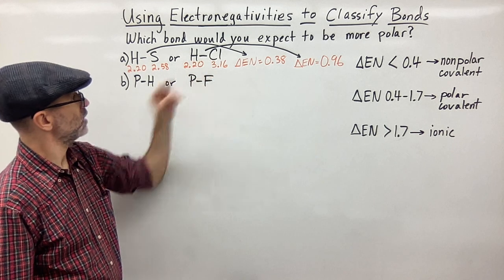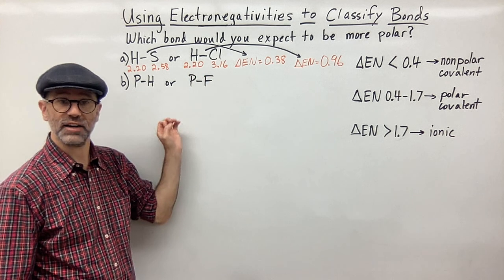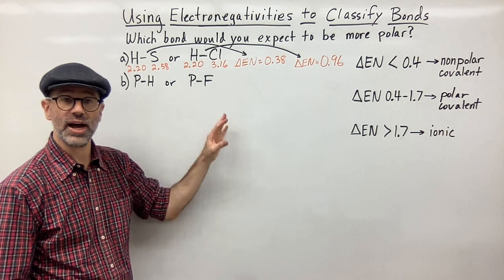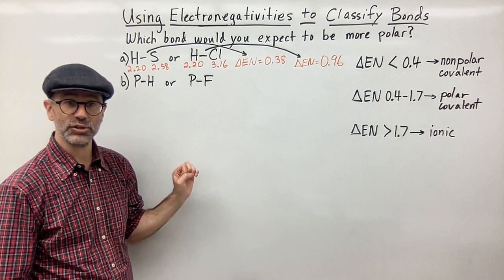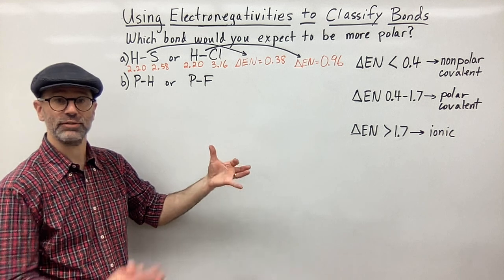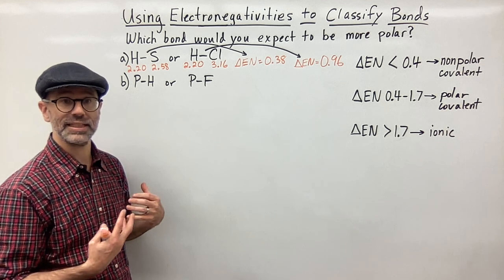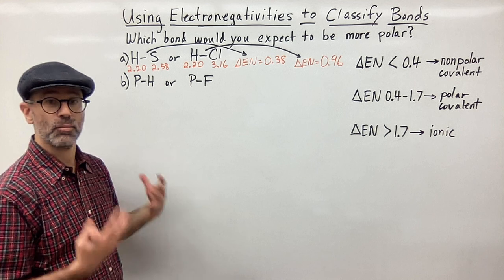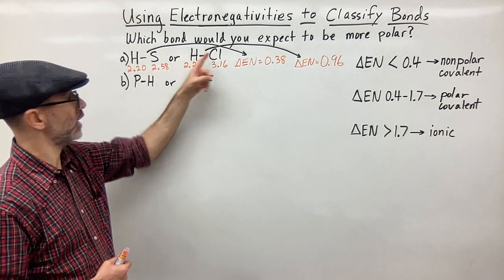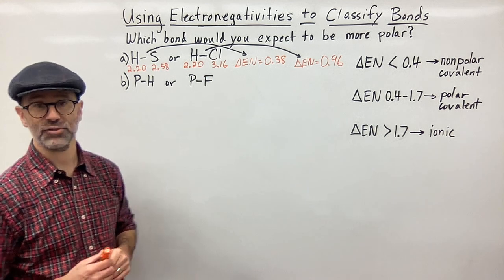So again, if we are going to apply the partial negative and partial positive, the partial negative always goes to the side that has a greater electronegativity because it's pulling on the electrons more. Electrons are negative, so more of the electron density is going to be around the more electronegative atom. So the chlorine and the sulfur would have the partial negative, and the hydrogen would have the partial positive.